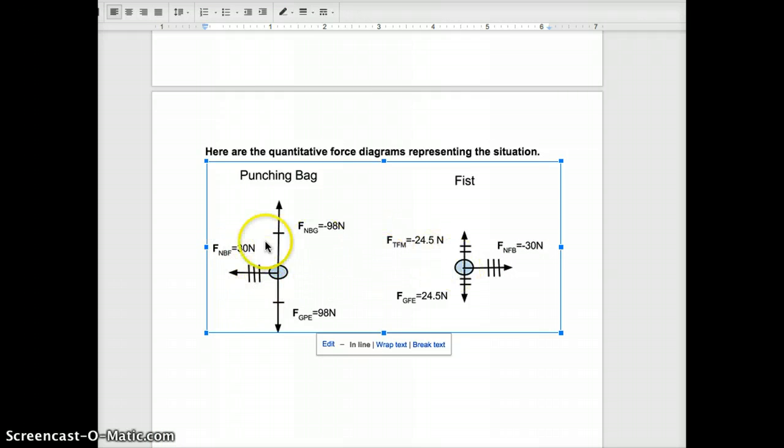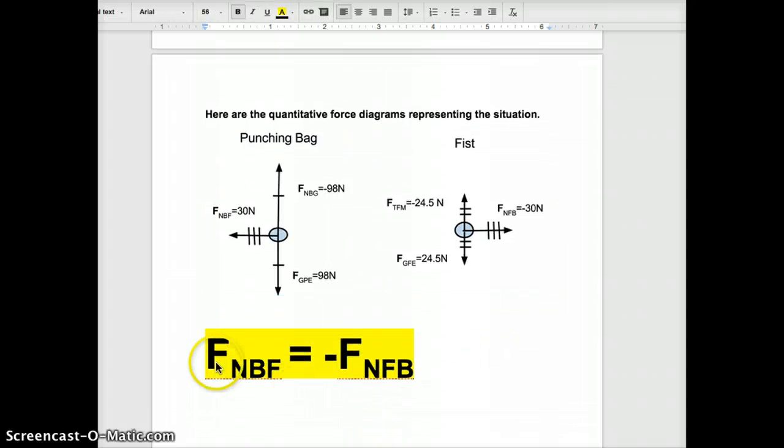The fist hits the punching bag with 30 newtons of force to the left. The punching bag hits the fist with 30 newtons of force to the right. That is what Newton's third law means. Here's how we would write it. So we're saying the normal force on the bag from the fist is equal in amount, but the negative indicates opposite direction, to the normal force of the fist on the bag.